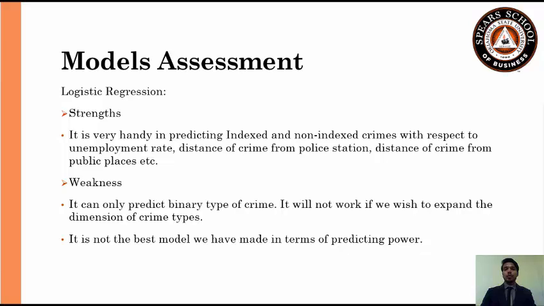Let's move on to logistic regression. The strengths of logistic regression are as follows. It is very handy in predicting index and non-index crimes with respect to unemployment rate, distance of the crime from police stations, distance of the crime from public places, etc. The weaknesses of this model include that it can only predict binary types of crime. It will not work if we wish to expand the dimension of crime types. It is not the best model we have made in terms of predicting power.